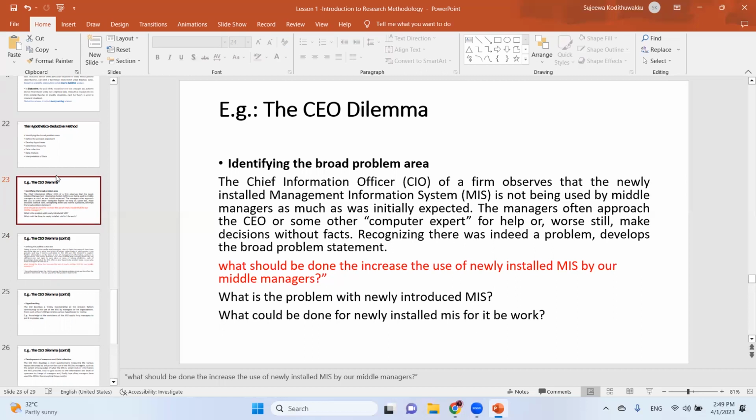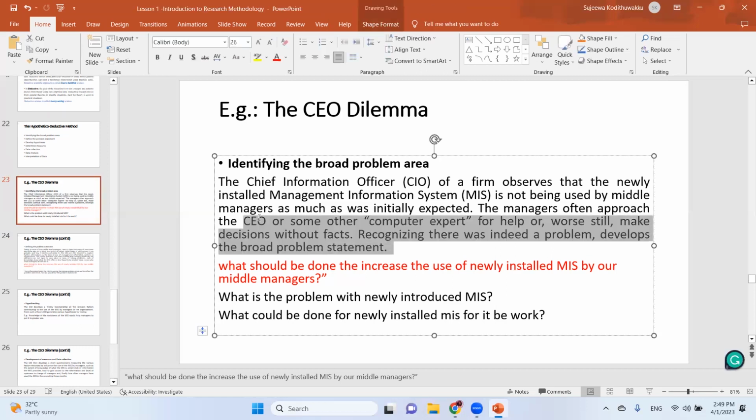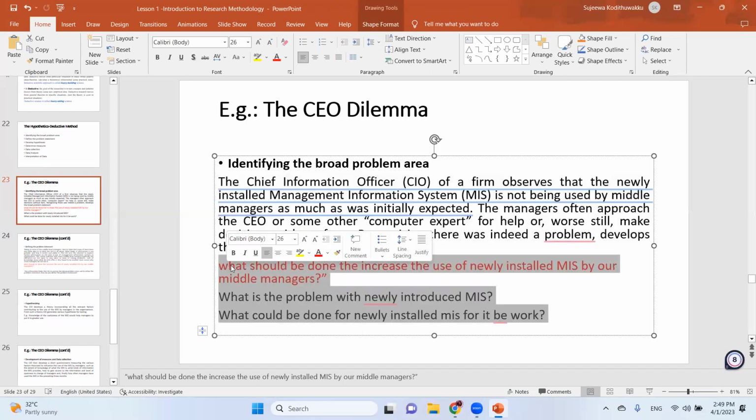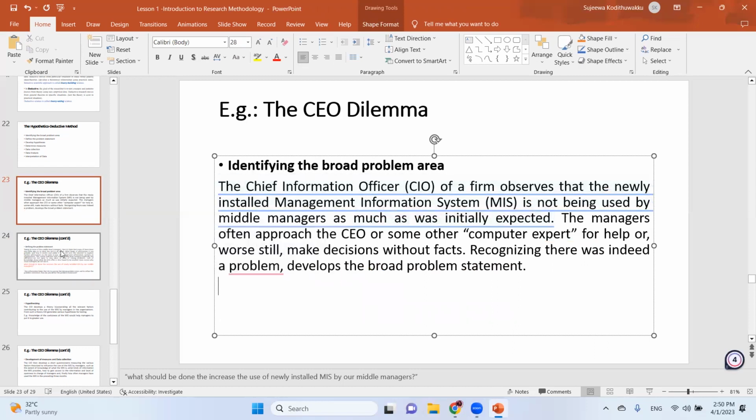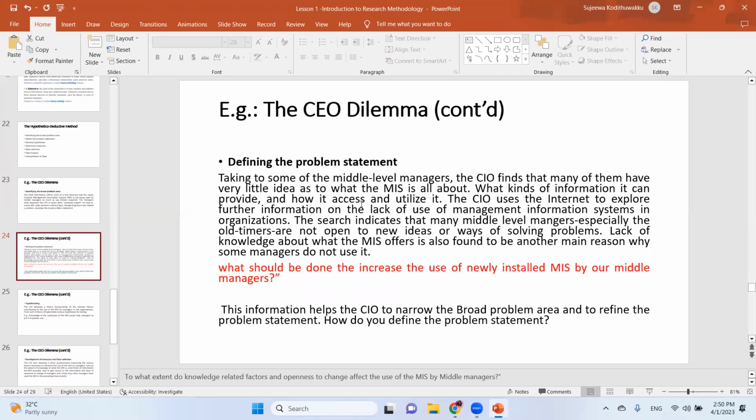So you have to write simply the recognized problem. No need to use a scientific method to identify the problem. It's up to you. So this is how you want to identify it. Then the second step: define your problem statement.